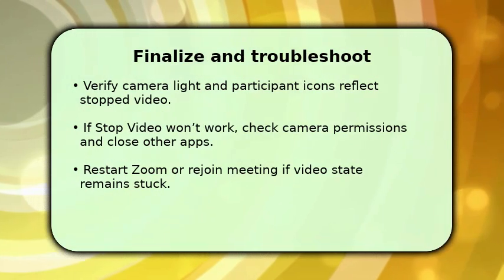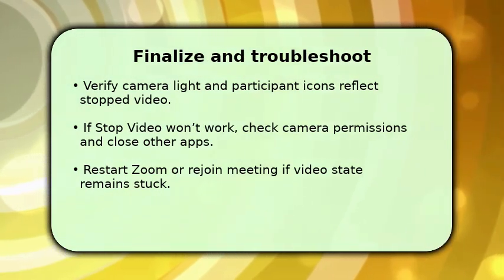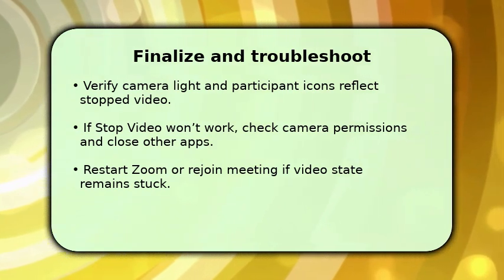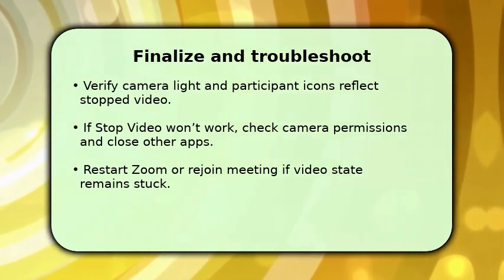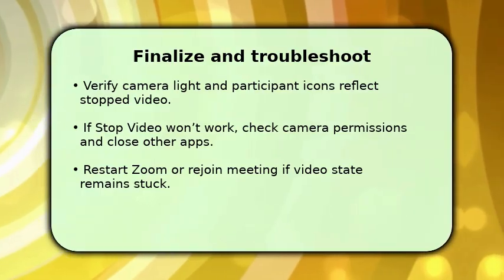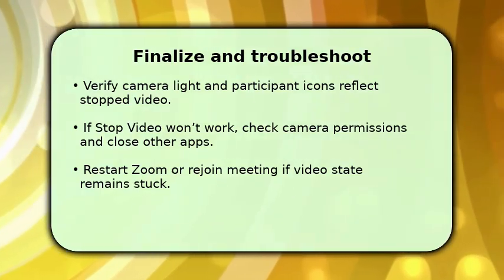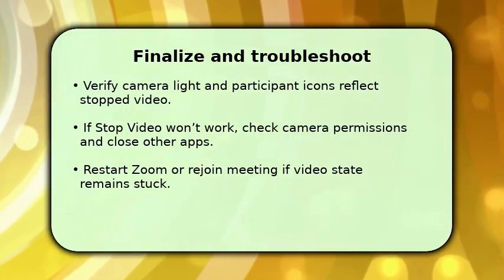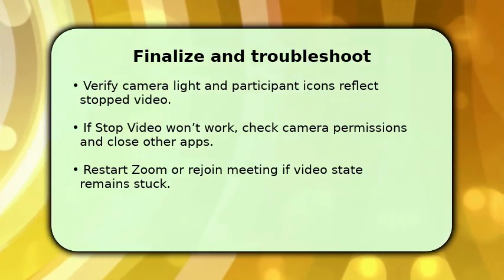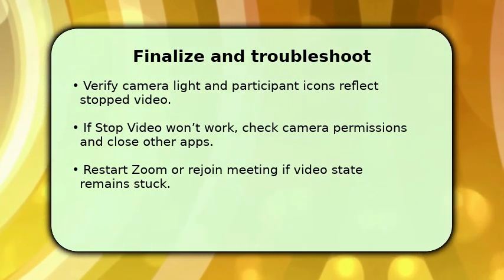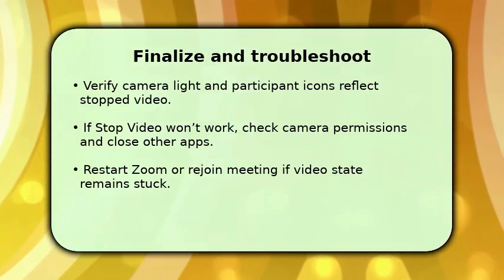After you stop video, confirm the camera indicator or participant icons show your video is off. If the Stop Video button doesn't respond, make sure no other app is using the camera and that Zoom has camera permissions in your OS settings. Sometimes apps block access. Once checked, quit and relaunch Zoom or rejoin the meeting to reset the stream.